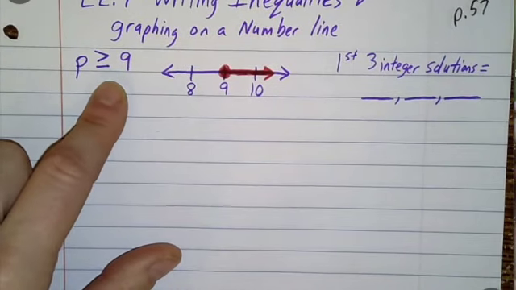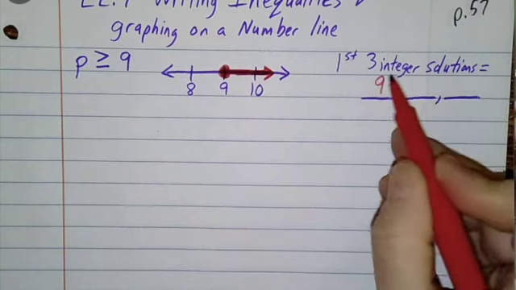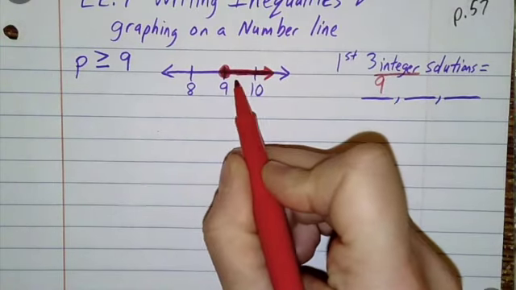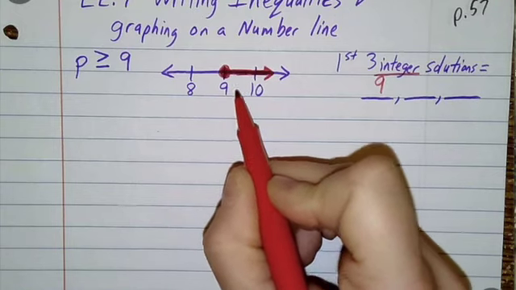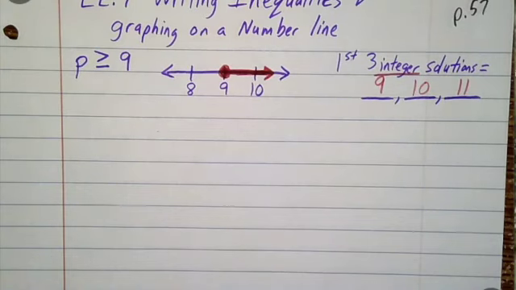So the first answer would be 9. And then the next integer, remember integers are whole numbers and their opposites. So you're not going to put like 9.5 because that's not an integer. Integers are whole numbers. So 9, 10, 11 would be the first 3 integers.